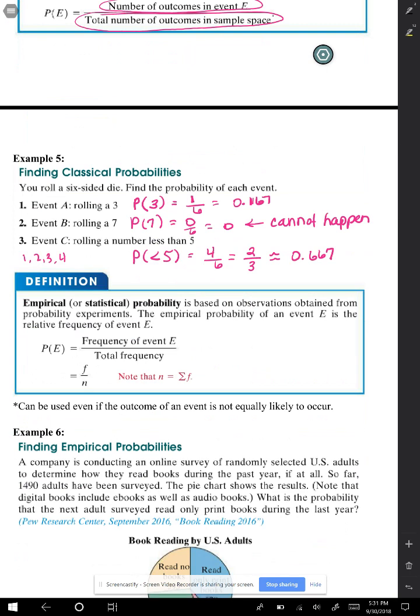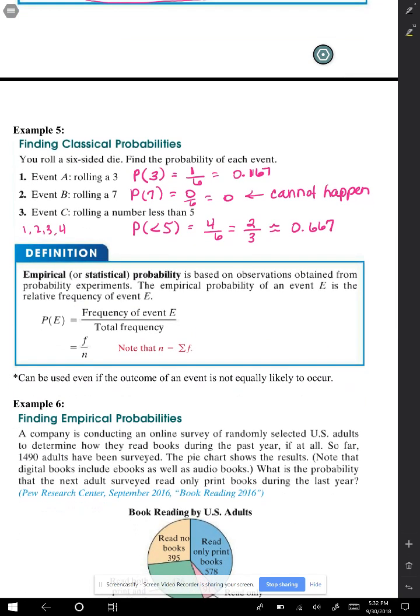The next kind of probability is called empirical or statistical probability. And this is one where you actually perform the event a number of times and you record your observations. So if you were to actually roll the die 100 times and write down what you got each time, you would be looking at empirical probability. It is based on observations obtained from the experiment. So you're actually doing the experiment and recording your events.